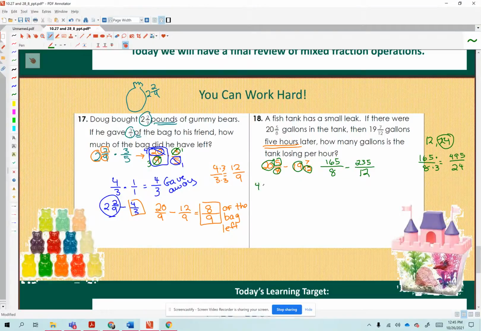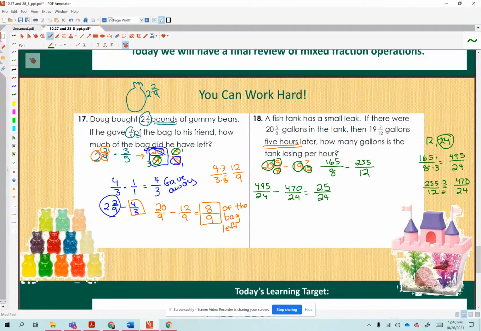So I have 495 over 24 minus, and I'm going to convert the 235 over 12 to 24ths. I multiply 12 times 2. I multiply 235 times 2, and I get 470. And then I simply keep the denominator, subtract the numerators. 495 minus 470 is 25/24. So that's how much water he lost.